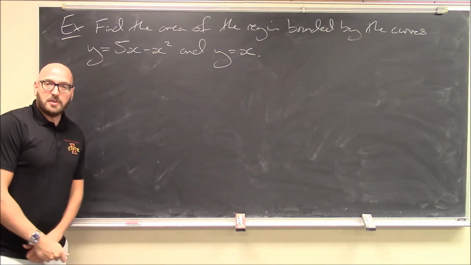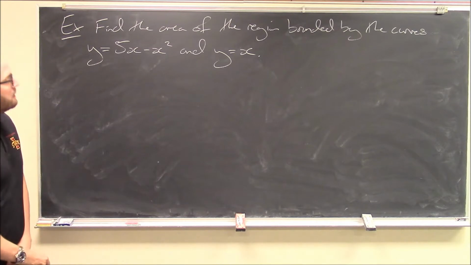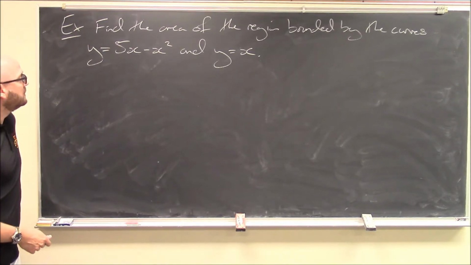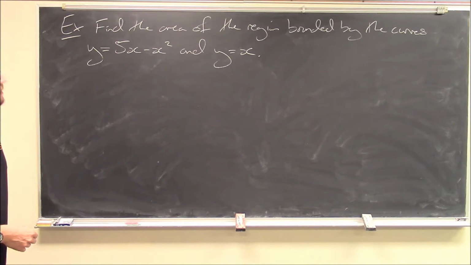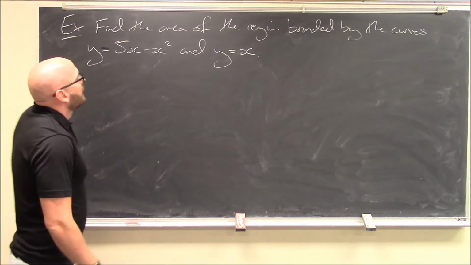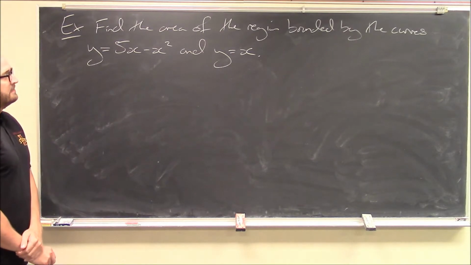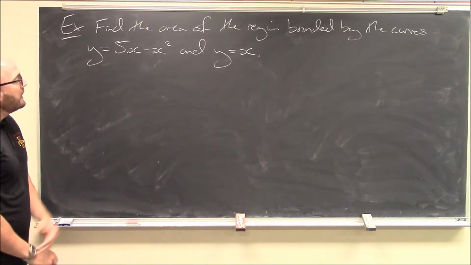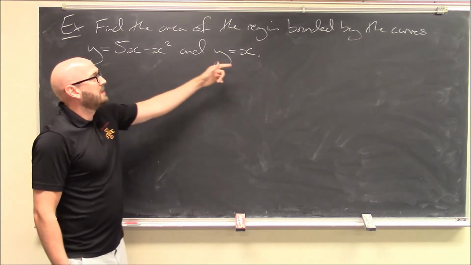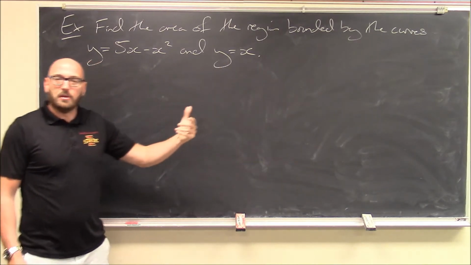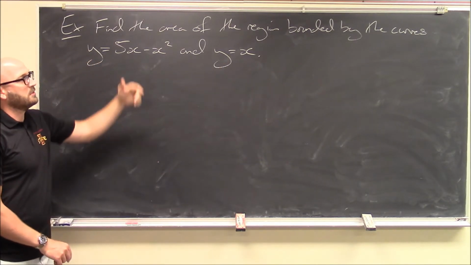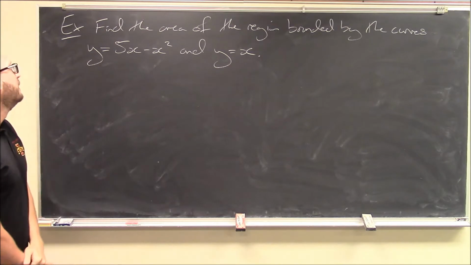All right, ramping up the difficulty a little bit. Here's another question. Find the area of the region bounded by the two curves, y equals 5x minus x squared, and y equals x. So I'm going to need a picture. Why? Because just looking at these two things, I don't know what my upper and lower curve are. I don't know which one's the top curve, which one's the bottom curve.